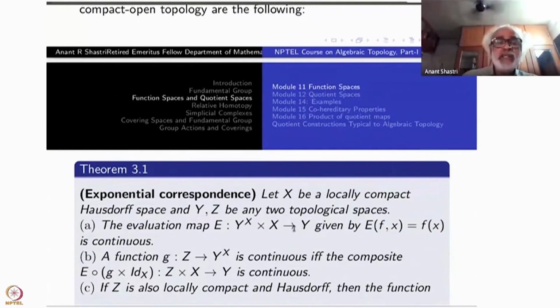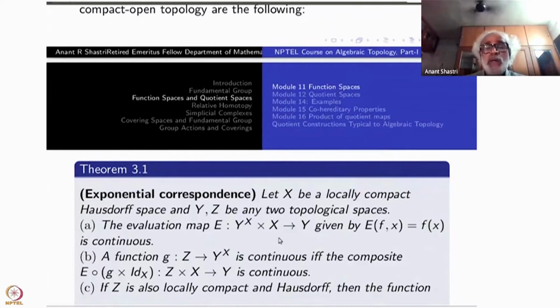So here is an important extra hypothesis here, restriction here, namely X is locally compact Hausdorff. Y and Z could be any topological spaces. For simplicity, you can assume Y and Z are also locally compact if you don't remember which one to be locally compact. But assuming Y and Z are locally compact does not help you at all. X must be locally compact and Hausdorff.